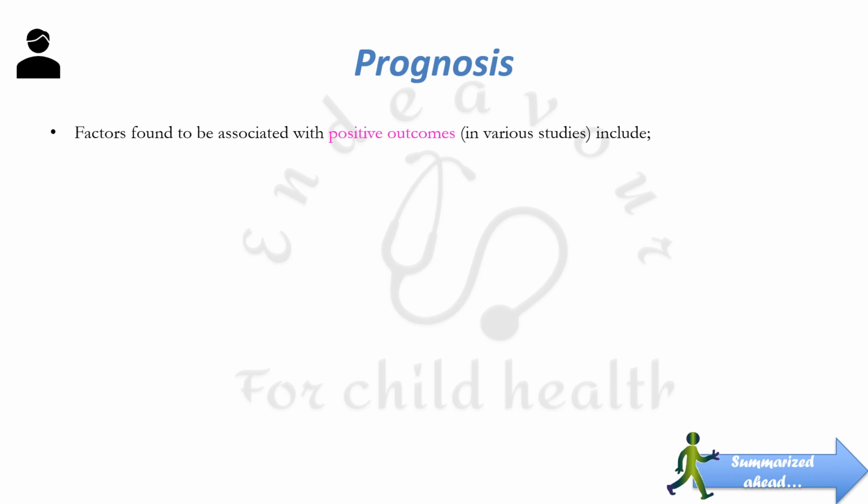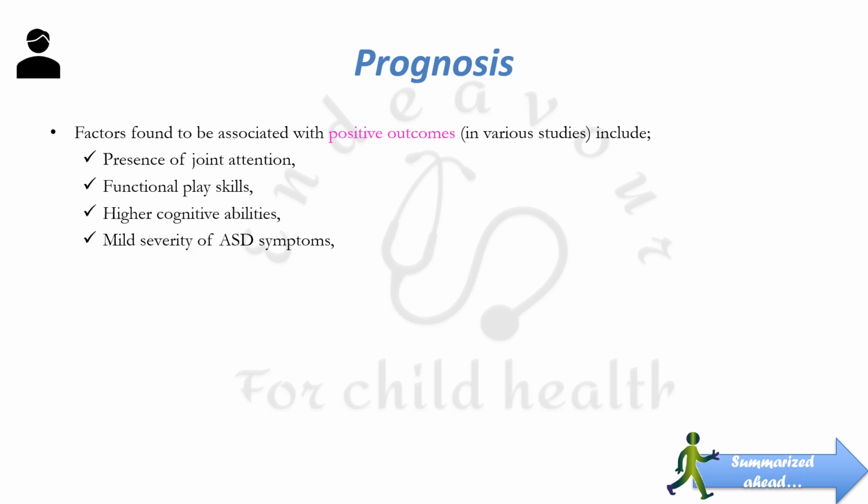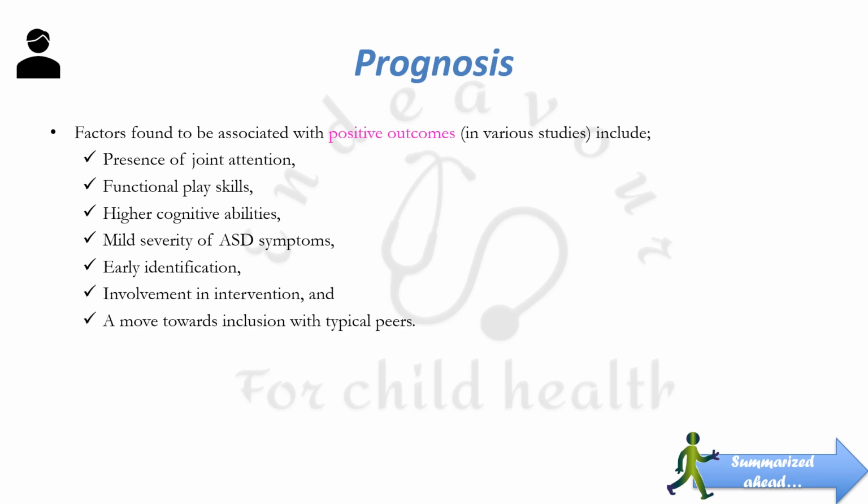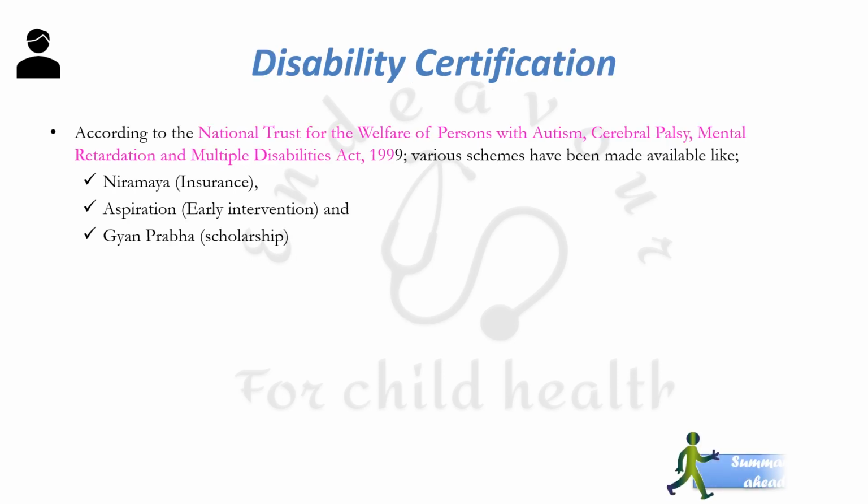Factors associated with positive outcomes in children with autistic spectrum disorder, as has been seen in various studies, include presence of joint attention, functional play skills, higher cognitive abilities, mild severity of symptoms, early identification, involvement in intervention, and a move towards inclusion with typical peers.